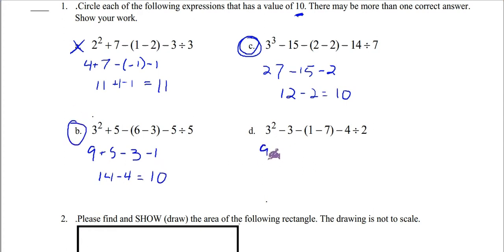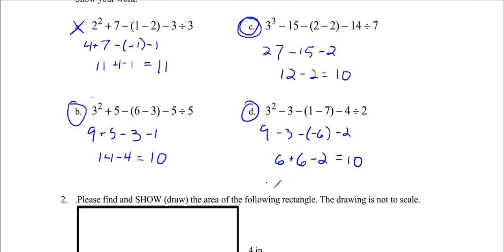This one works out as well. 3 squared, again, is 9, minus 3, minus what's in the parentheses, 1 minus 7 is negative 6, so we're subtracting a negative 6. Negative 4 divided by 2 is negative 2. 9 minus 3 is 6, plus 6 minus 2. So this is 12 minus 2, which is 10.